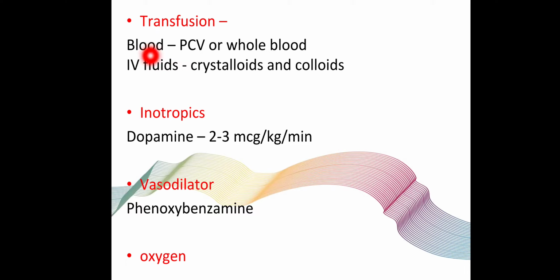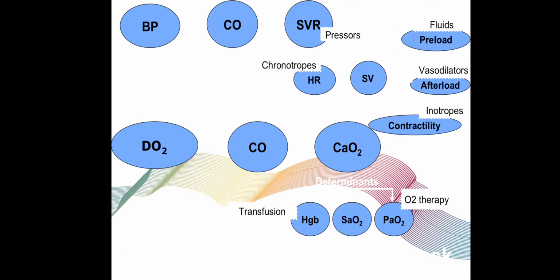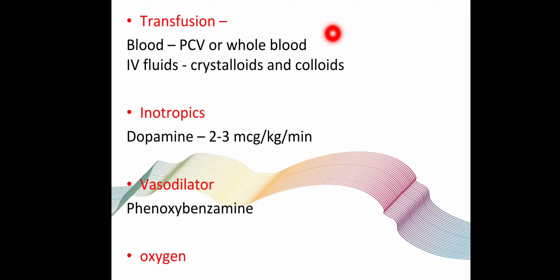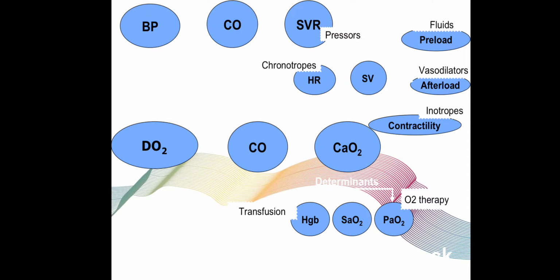If hemorrhage is the etiology, then you can give blood, in which we have packed cell volume or whole blood. In IV fluids, we can give crystalloids and colloids. This particular part, transfusion, I will cover at the end of this video lecture separately, but just keep in mind that IV fluid transfusion is part of the treatment of hypovolemic shock, right? It will replace the fluid. Again, which type of fluid should be used depends upon the etiology, which we'll see in the last part of this video.